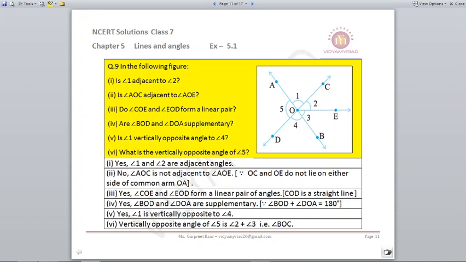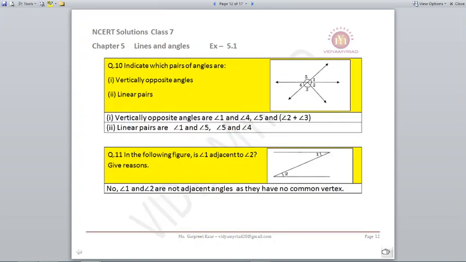Same way, what is the vertically opposite of angle 5? Look at 5 and what will be the equal opposite angles? 2 and 3 together will have the equality. So we can say that angle 5's vertically opposite angle will be angle BOC or angle 2 plus angle 3.